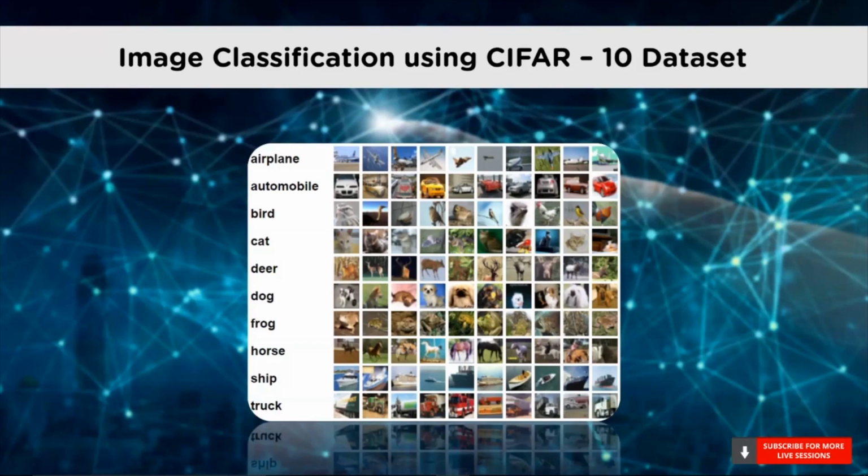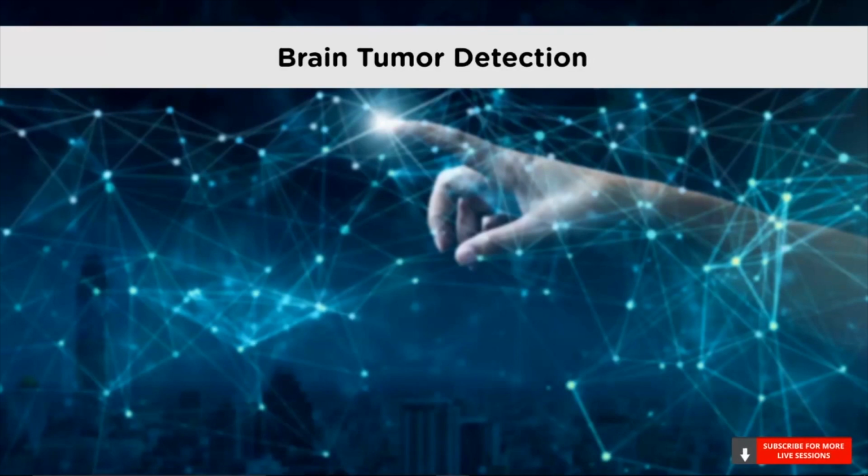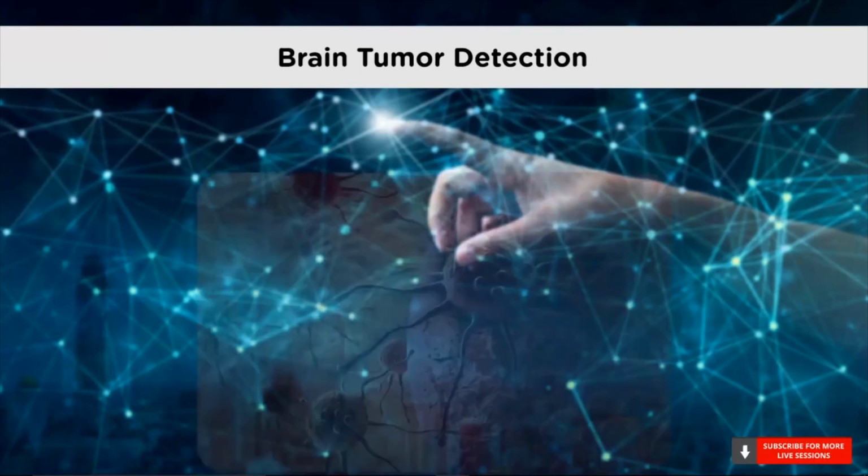You can build a convolutional neural network model using the Keras library to classify each image into a category. So it is more of an image recognition kind of a project that is recommended for beginners who are new to deep learning. The next project in our list is brain tumor detection.